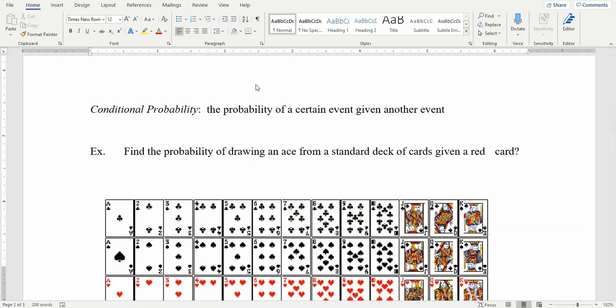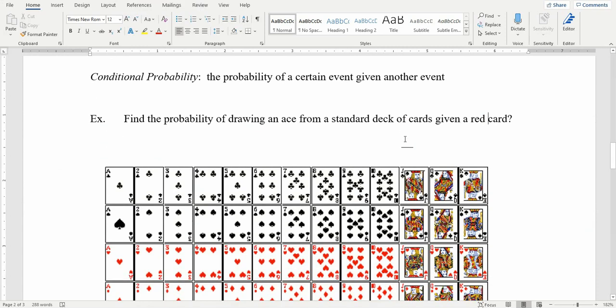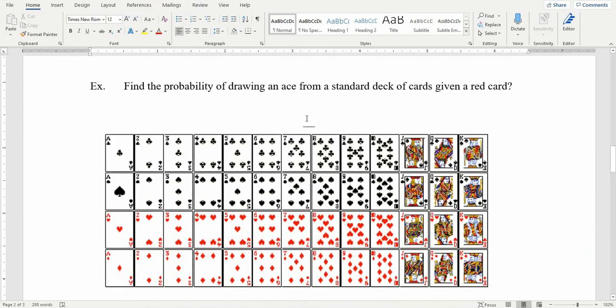Now, conditional probabilities are a little bit different. These are based on what's the probability of something given something else. To give you an example, what's the probability of drawing an ace from a standard deck of cards given a red card? So what you want to do is start with the given.